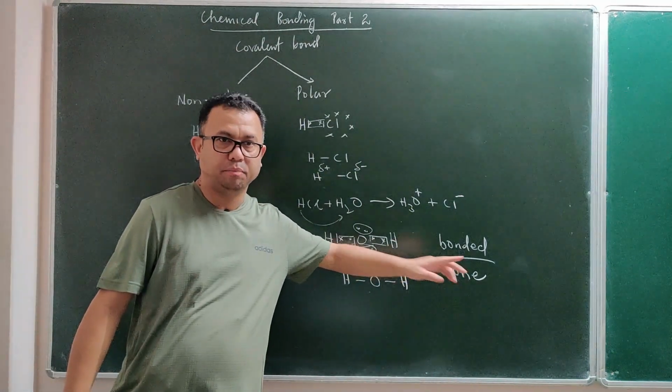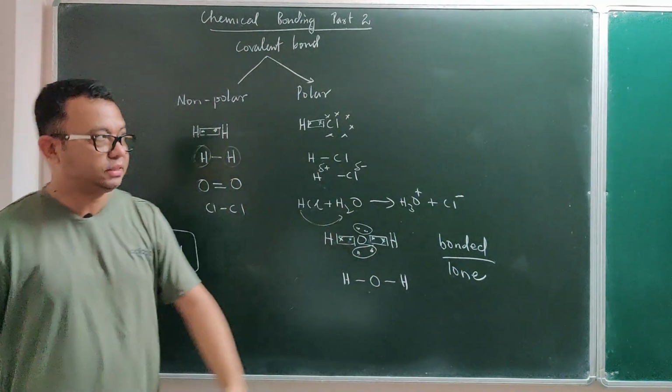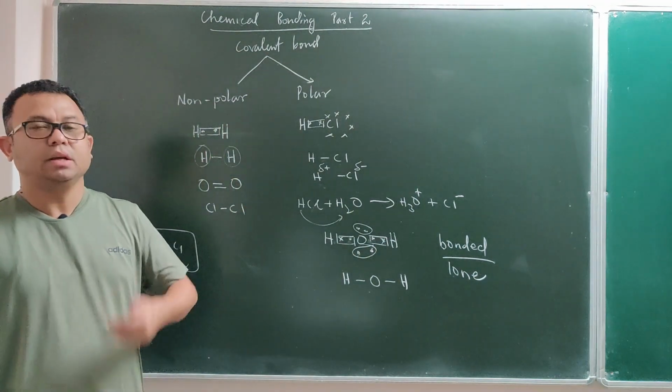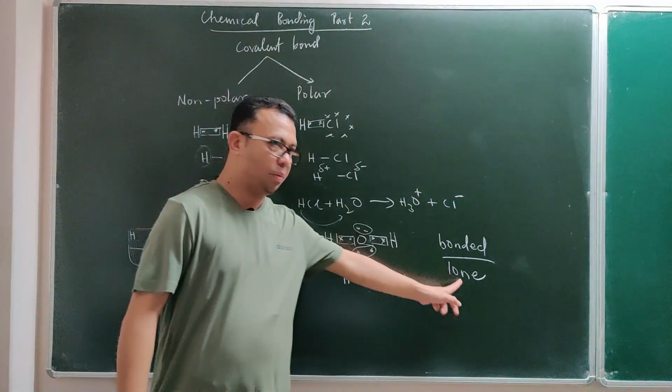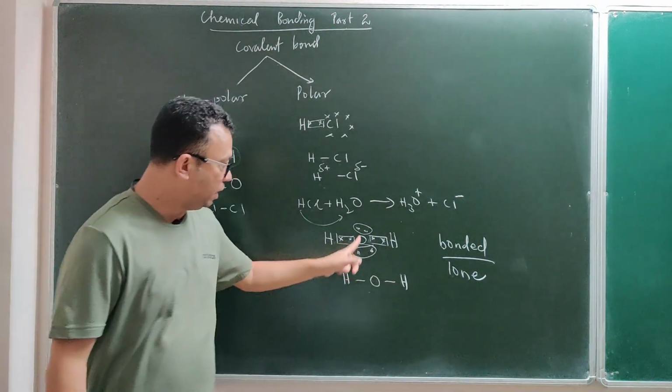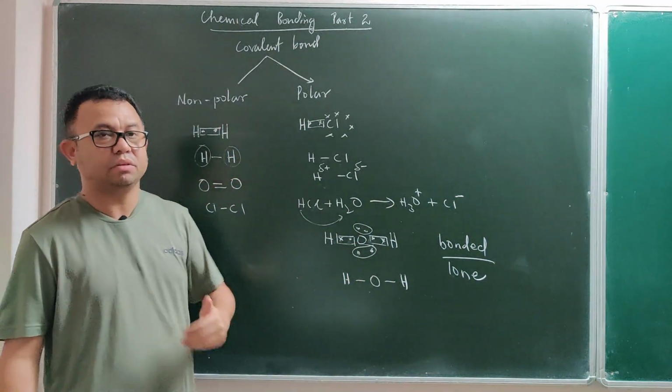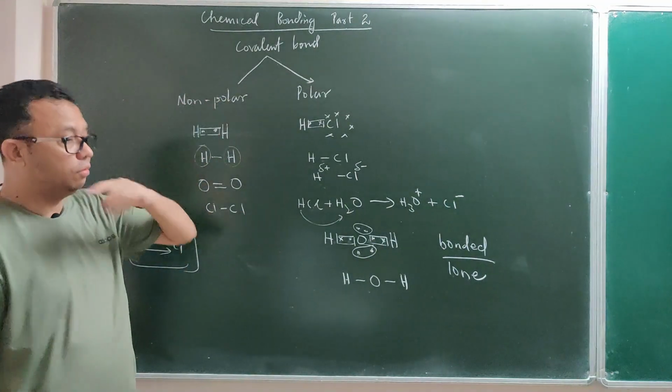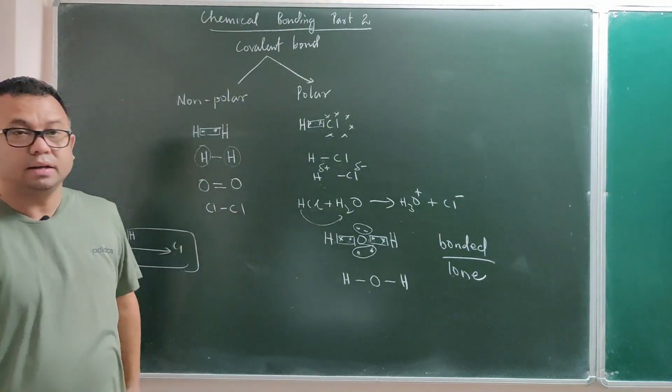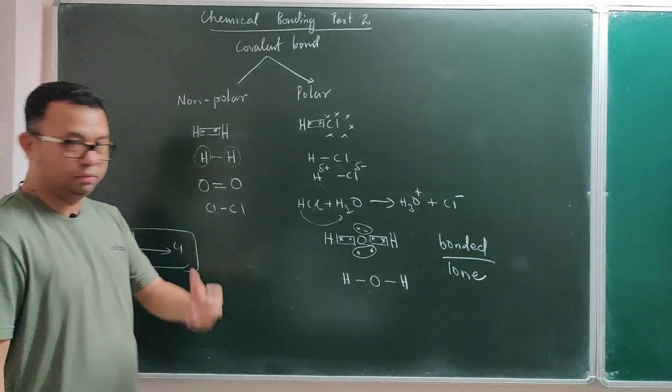Now this lone pair will play a very important role in the next kind of bonding that we are going to discuss, the coordinate bond. It is all about this lone pair. So the lone pair will play a role in the formation of the third kind of bonding. After covalent bond, I am going to the third bonding, and that is your coordinate bond.